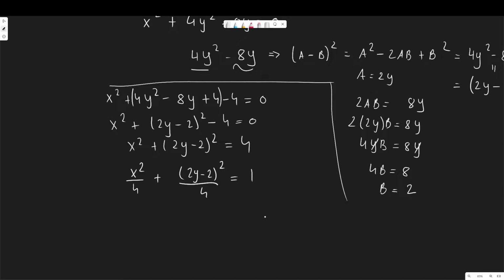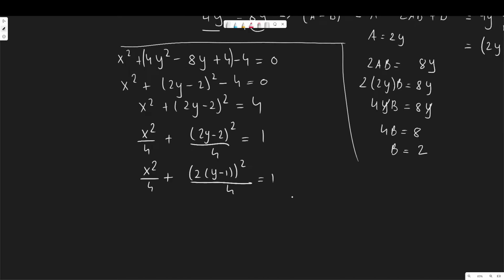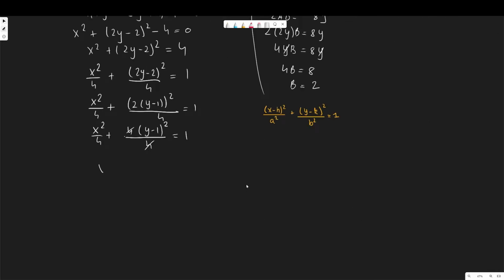And now there's one small thing we can do, and that is factor out the 2 right over here. So we have x squared over 4 plus 2 we can factor out, and will give us 2 times y minus 1 squared over 4 is equal to 1. And this will give us x squared over 4 plus 2 squared will give us 4 times y minus 1 over 4 is equal to 1. So the 4's will cancel. So now we have that x squared over 4 plus y minus 1 squared is equal to 1.